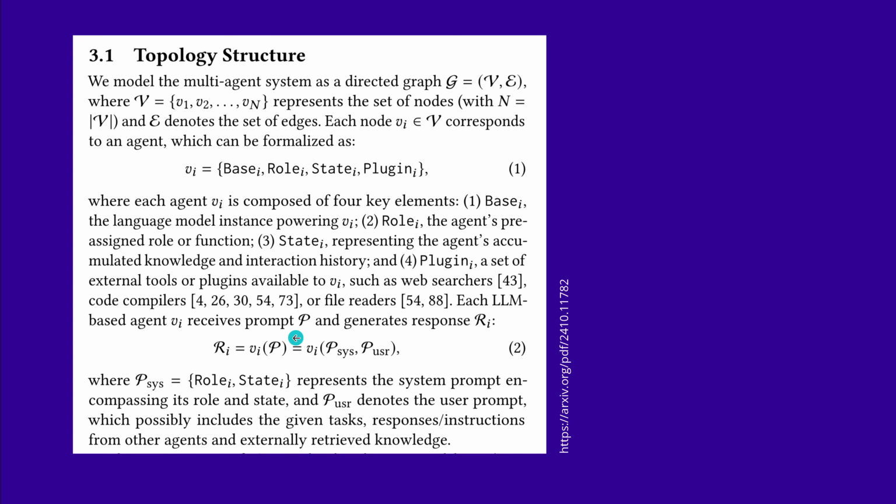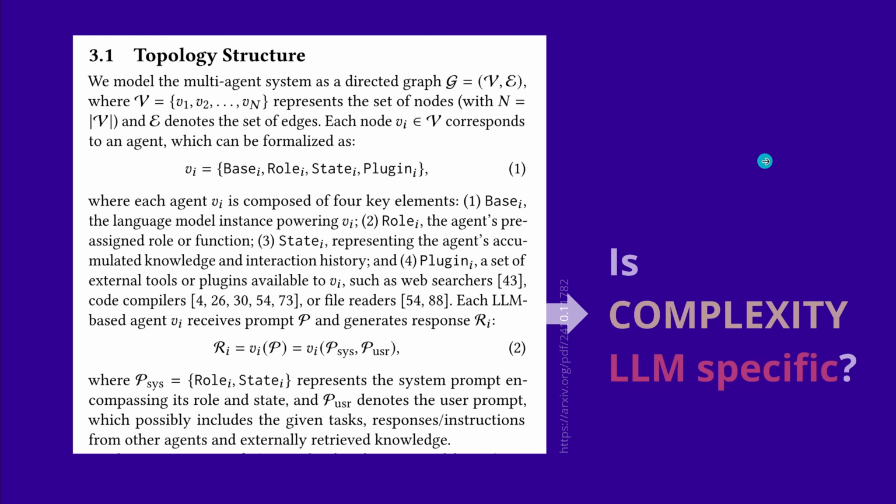They now receive a prompt and they generate a response. And this is more or less all that we need, no? Because now our system prompt encompasses its role and the state. And we have the user prompt, which includes the given task, the responses from other agents, the instructions from other agents, the communication protocols from other agents, and all the externally retrieved knowledge from our function calling. It is a rather simple topological structure.